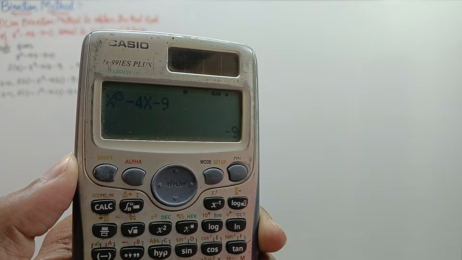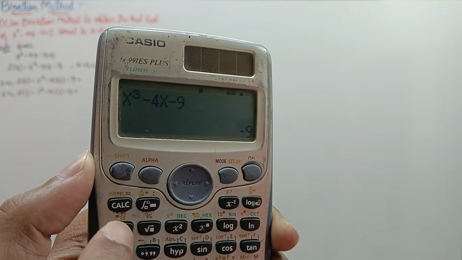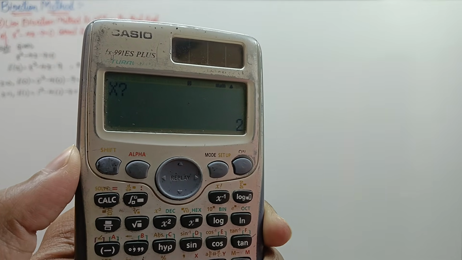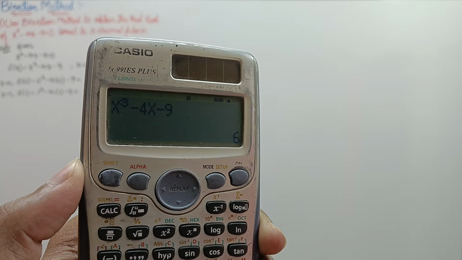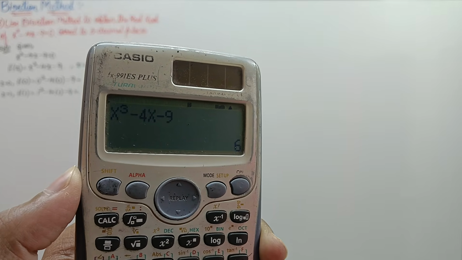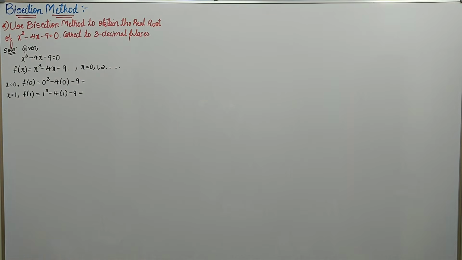Again press calc. Press 2, equals, you get minus 9. Again press calc, press 3, equals, you get 6. For the value of 2 you are getting negative, for the value of 3 you are getting positive. Till you get negative to positive, you are supposed to represent the condition.